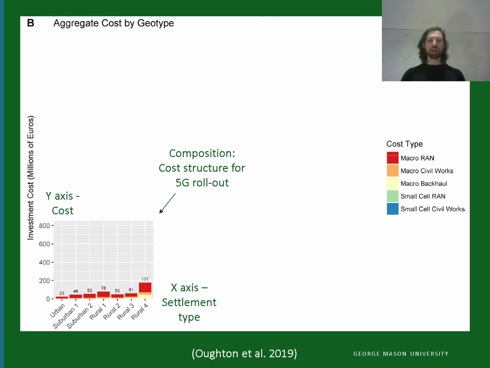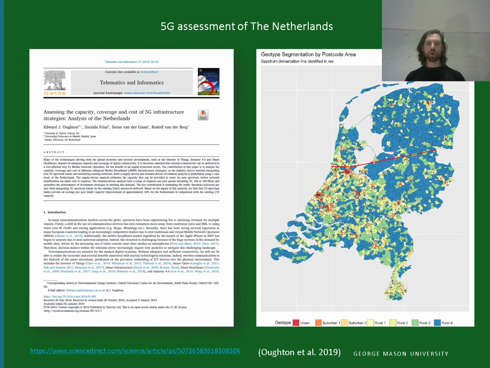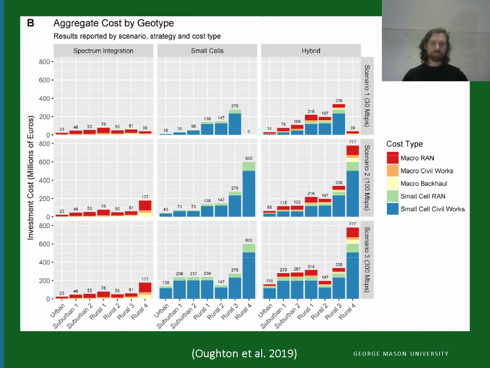So these are aspects of the investment required to deliver 5G to people living in urban, suburban, or rural areas based on the population density. It demonstrates the cost, and the composition of the cost that needs to be spent on different parts of the engineered system. You can look at the paper if you're interested in this particular piece of work applied to the Netherlands, or you can look at this graphic, for example.